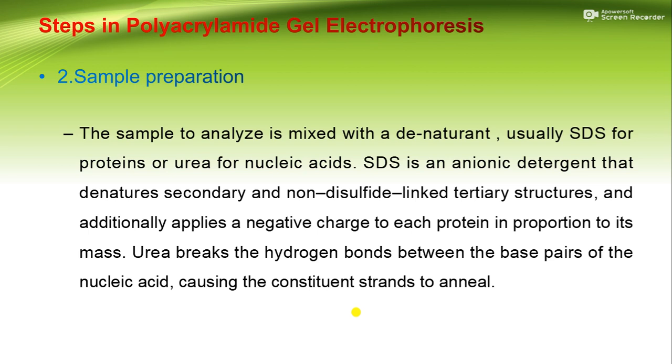2. Sample preparation. The sample to analyze is mixed with a denaturant, usually SDS for proteins or urea for nucleic acids. SDS is an anionic detergent that denatures secondary and non-disulfide linked tertiary structures, and additionally applies a negative charge to each protein in proportion to its mass. Urea breaks the hydrogen bonds between the base pairs of the nucleic acid, causing the constituent strands to separate.